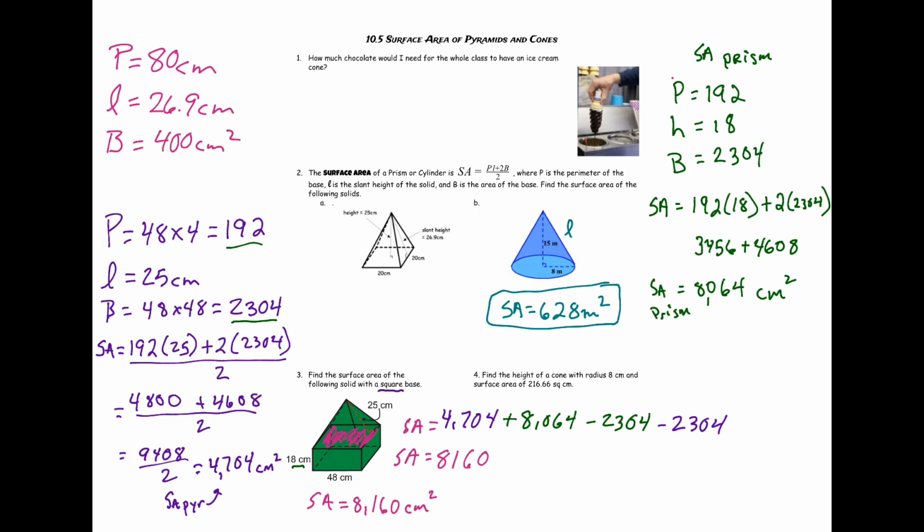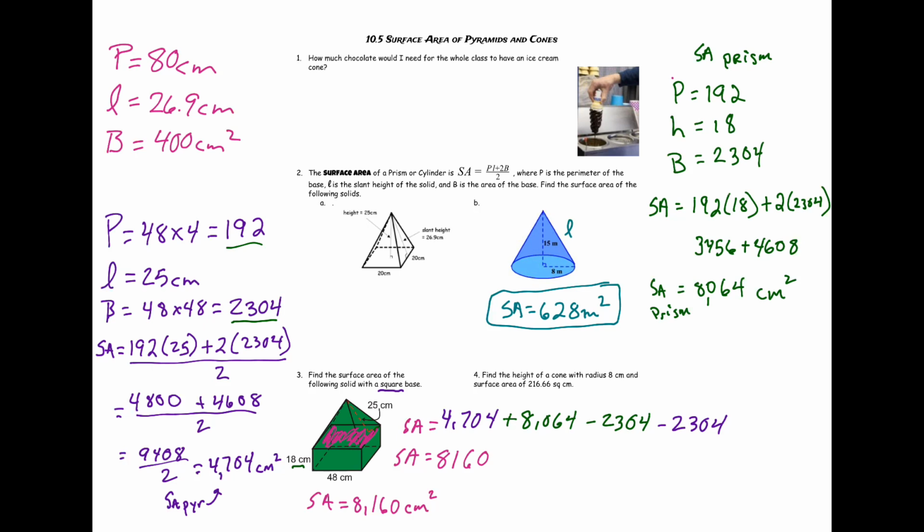So feel free to pop in the chat if you have questions about why we subtracted the 2304. But once again, find two objects in your house, set them on top of each other, and you'll see that the bottom of the top shape and the top of the bottom shape doesn't actually, is part of the surface.